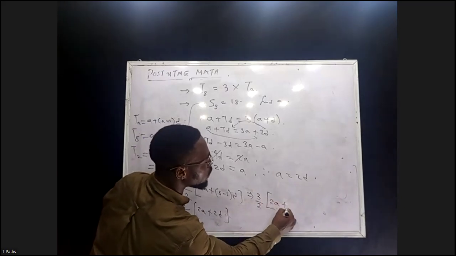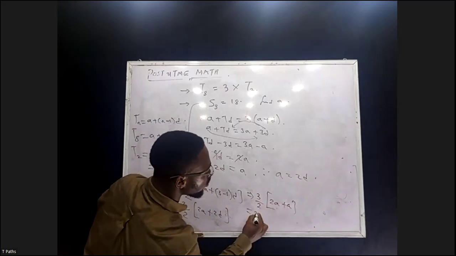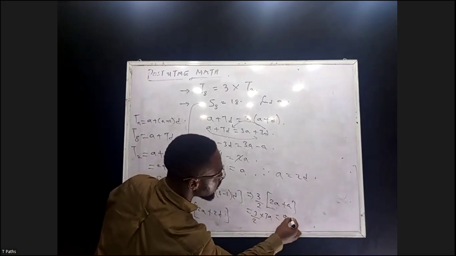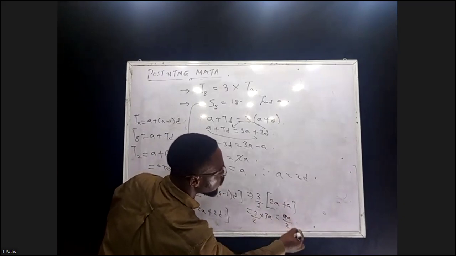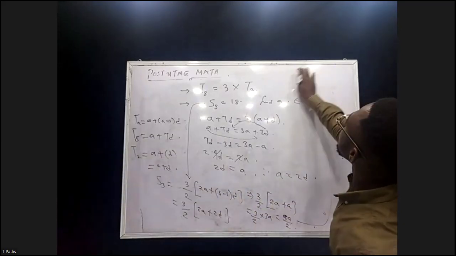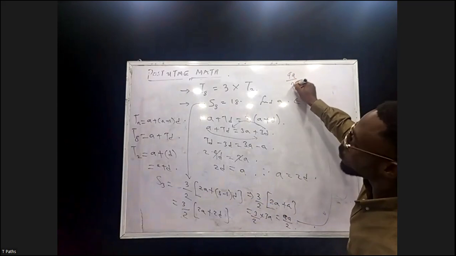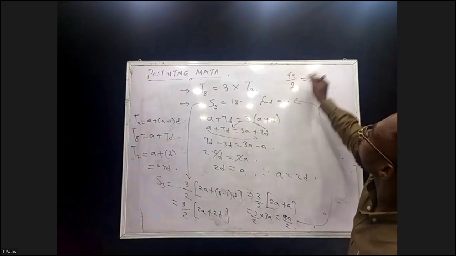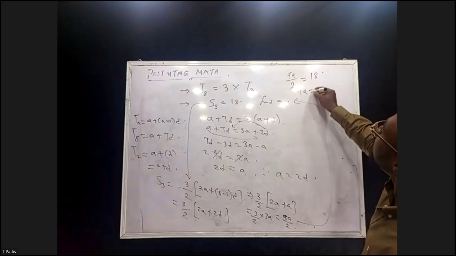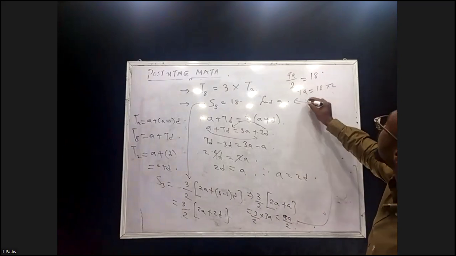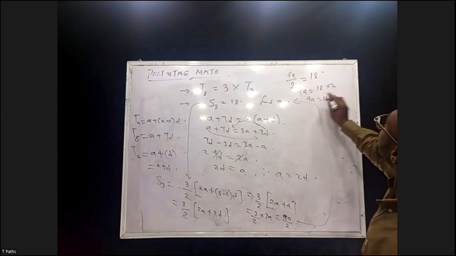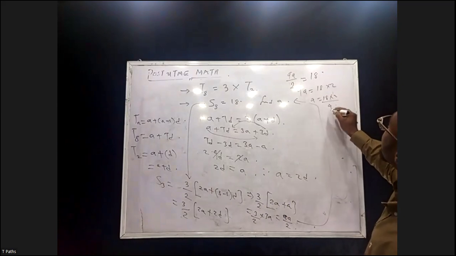That will give 2A plus A. That will give 3 over 2 times 3A. What do I now have? 9A over 2. So if I bring that here, 9A over 2, which is the sum, equals 18. So what do I now have? 9A equals 18 times 2, or we just say A equals 18 times 2 divided by 9.